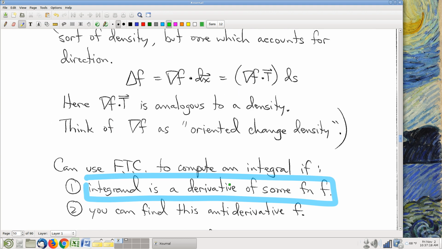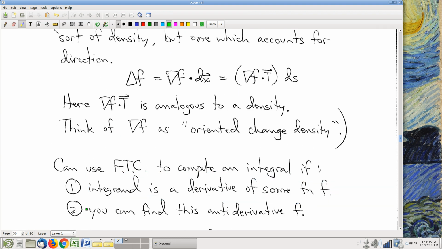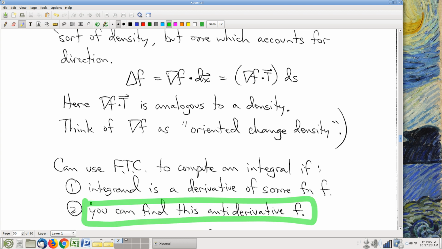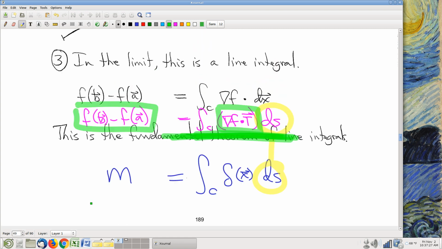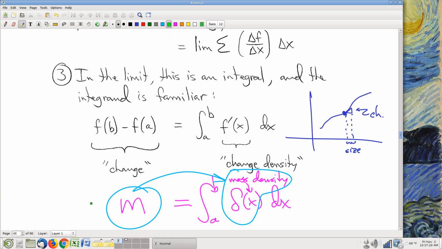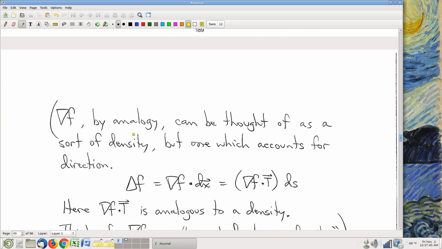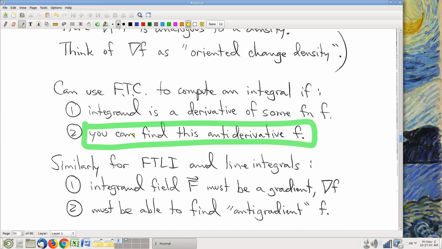And then furthermore, of course, in order to use the theorem, you have to actually be able to find that antiderivative, right? So go back over to here. If you're going to use this theorem to compute such a thing, you need to know what the antiderivative little f is, because that's the thing that you have to plug into in this formula. Okay. So the same is true for the fundamental theorem of line integrals.